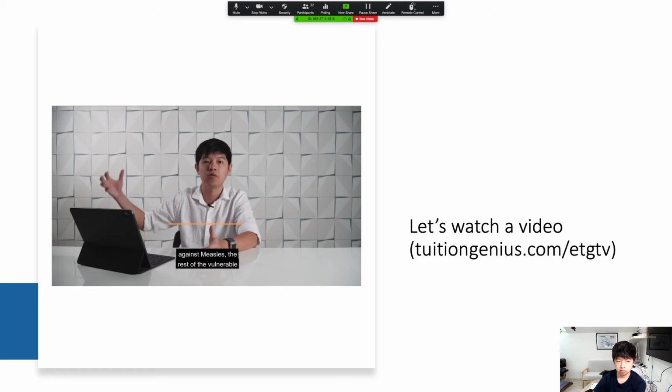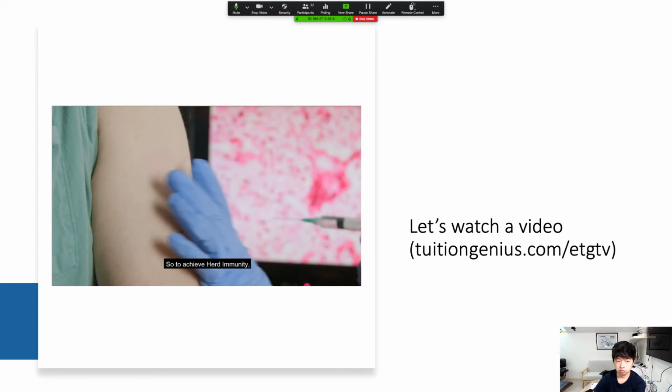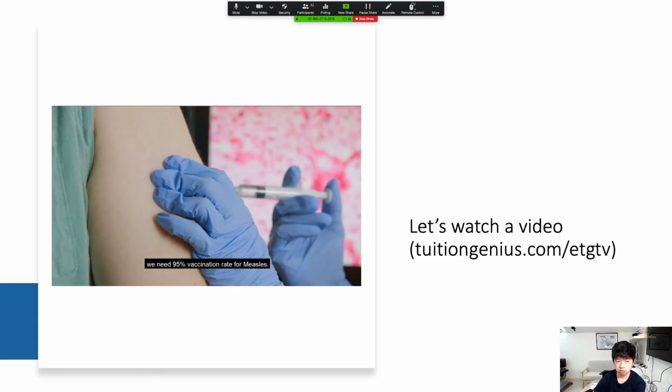Get immunized against measles, and the rest of the vulnerable portion of the population also get immunity from measles. For measles vaccination, we find that this rate is 95%. So to achieve herd immunity, we need a 95% vaccination rate for measles.